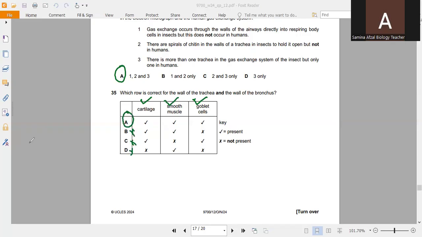B, C, D are not the correct options. Only A is the correct option because cartilage is present, smooth muscles are also there, and goblet cells are also present. The goblet cells produce mucus, and they capture the dust particles and the microorganisms which try to enter into our respiratory tract.